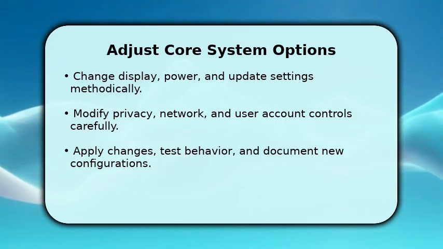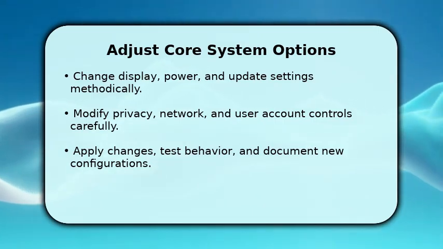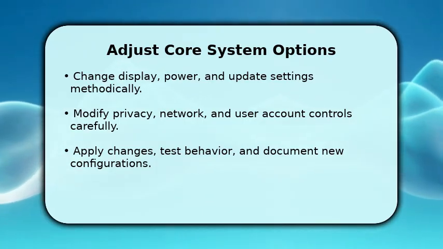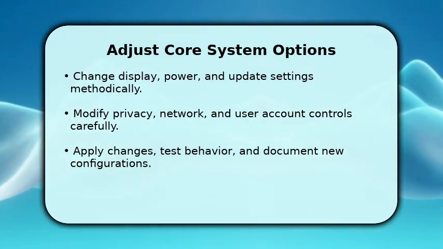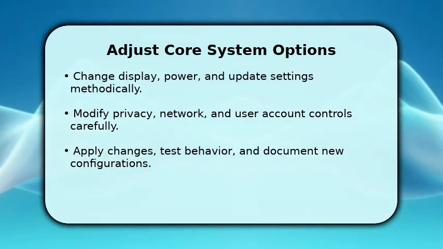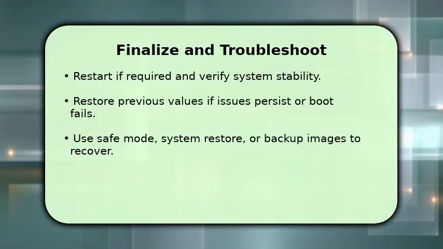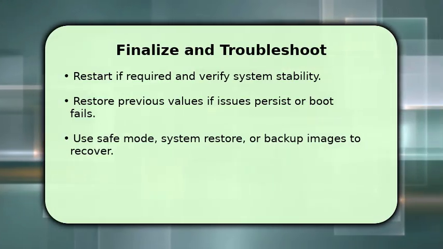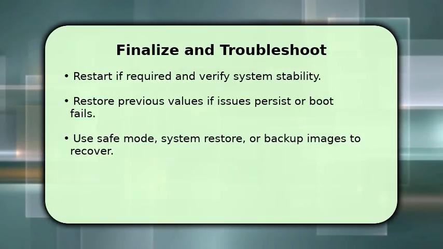Make changes, then immediately test common tasks to confirm behavior. If multiple settings interact, change them in small steps, and once done, apply changes and restart the machine if prompted. Many adjustments require a reboot to take full effect. After reboot, verify performance, network access, and peripheral function.